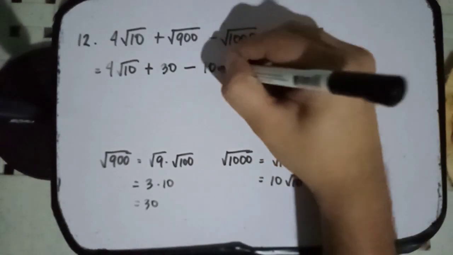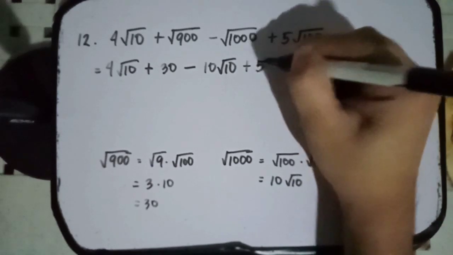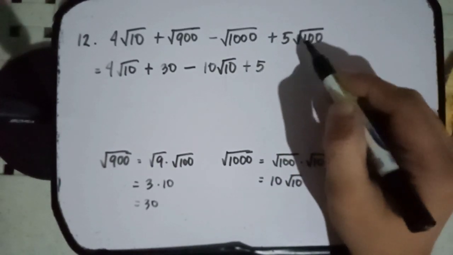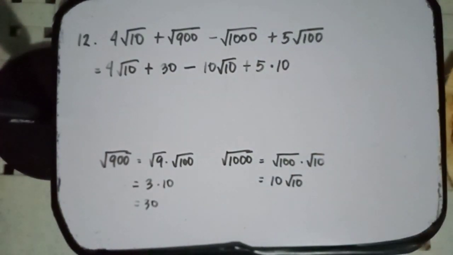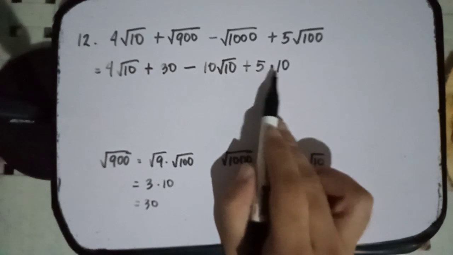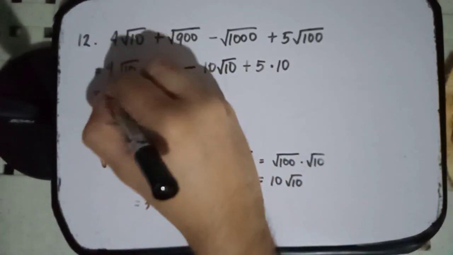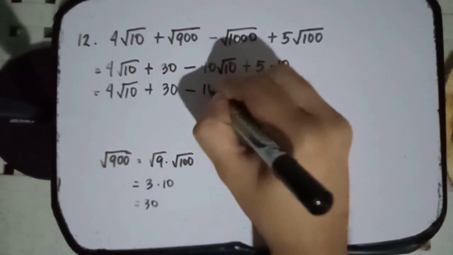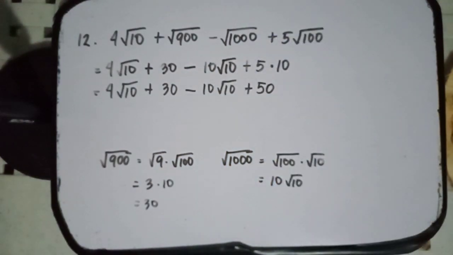So, ayan. Then, plus, copy 5. Then, times square root of 100. So, square root of 100 is 10. So, i-multiply natin sa 10. And then, i-multiply natin itong 5 times 10. This will become 50. So, copy the rest. So, 4 square root of 10 plus 30 minus 10 square root of 10 plus 50.